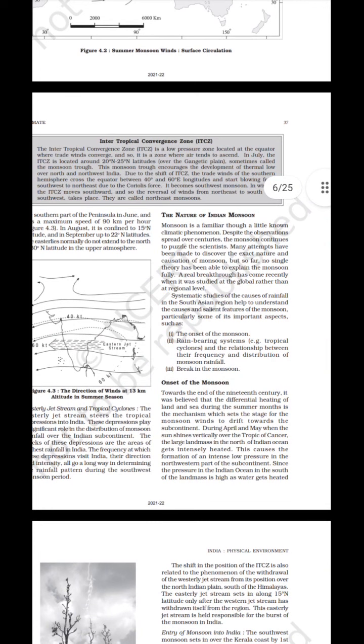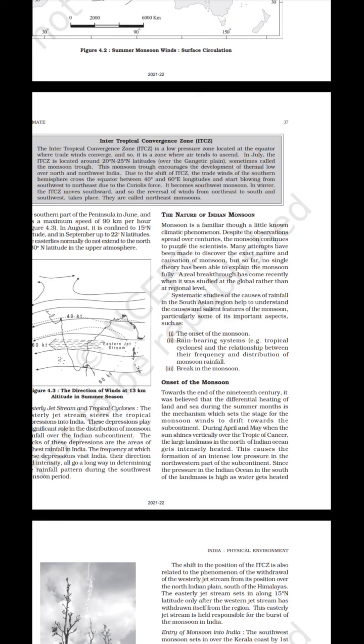Take a look at figure 4.3, the direction of winds at 13 km altitude in summer season. In August, it is confined to 15 degrees north latitude, and in September up to 22 degrees north latitude. The easterlies normally do not extend to the north of 30 degrees north latitude in the upper atmosphere.